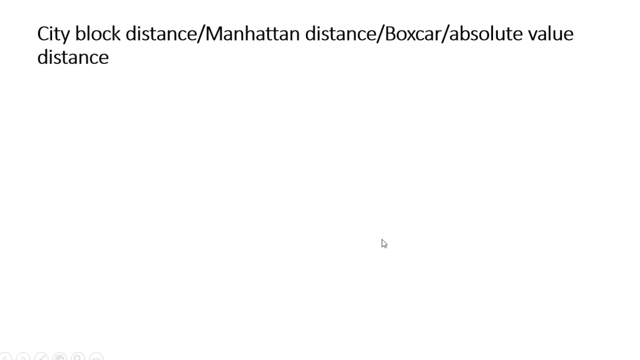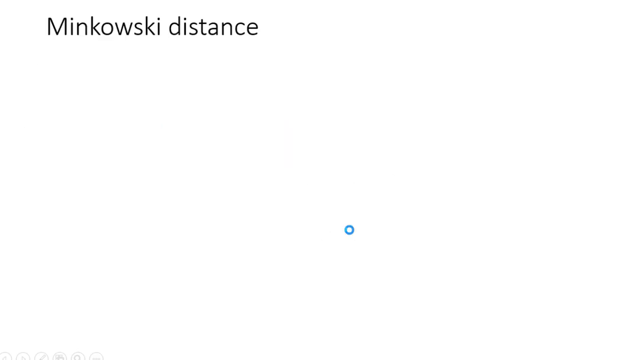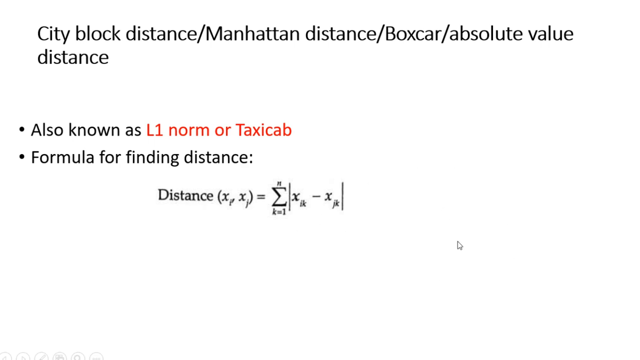So let's see another proximity measure. It's called Manhattan distance. It's also called city block distance or boxcar or absolute value distance. This is also called the L1 norm or taxicab. There are a lot of names for this, but the most common one is Manhattan distance. So the formula is very similar to Euclidean distance. If you observe, there is no square root and no square. So basically it's the absolute value of the difference. Therefore there is very little computational complexity involved here.